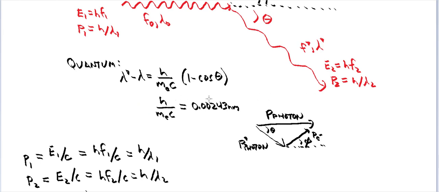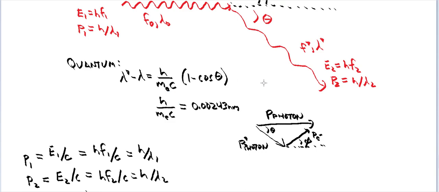And again, h over m_e c: h is Planck's constant, 6.626 times 10 to the minus 34 joule seconds, the mass of the electron is 9.11 times 10 to the minus 31 kilograms, and c, the speed of light, is 3 times 10 to the 8 meters per second. If you take h over m_e c and report it in nanometers, you get 0.00243 nanometers.